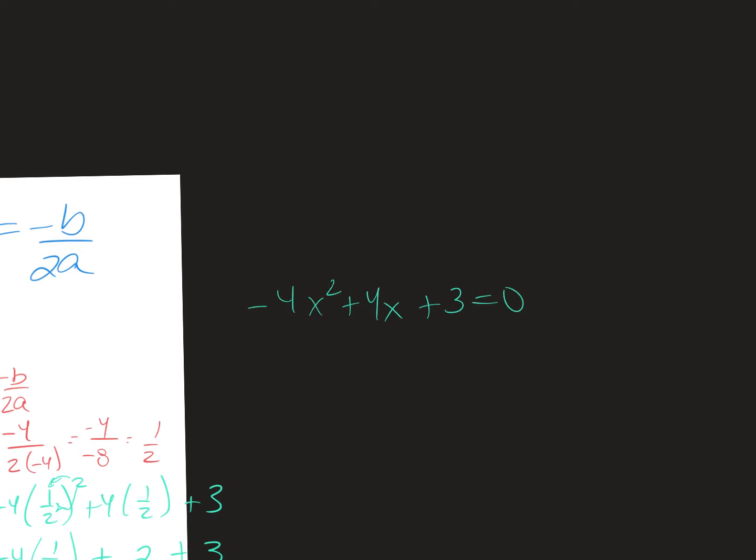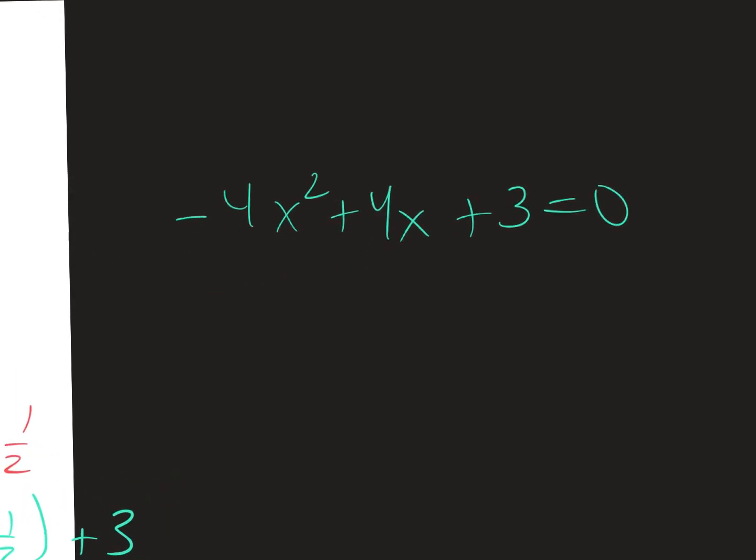Yeah. All right. We lead with a negative. Guys, you with me? We lead with a negative. What happens when we lead with a negative? Take it out. Let's take it out. So I'm going to take out that negative 1. And I have 4x squared minus 4x minus 3. Don't just jump to quadratic, guys.